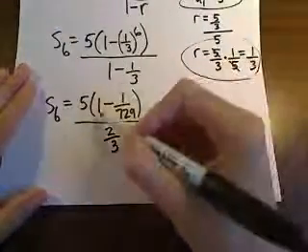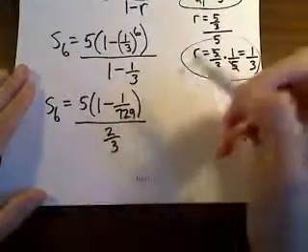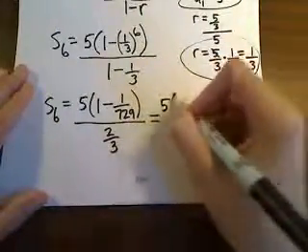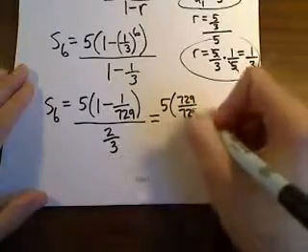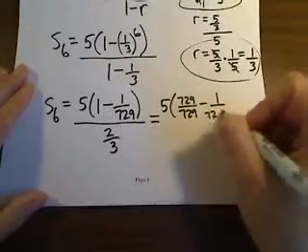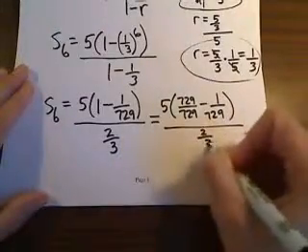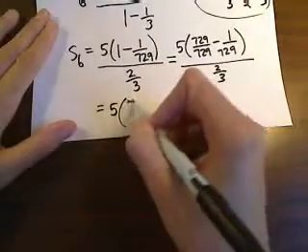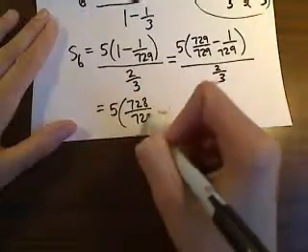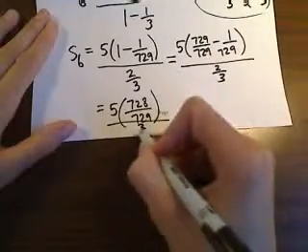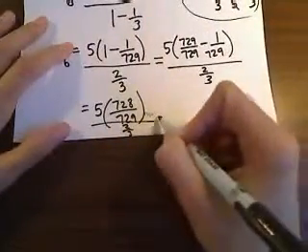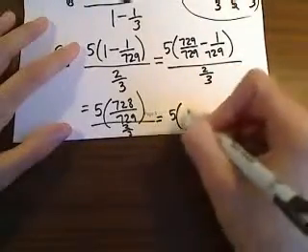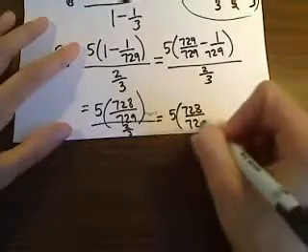Okay, if I get a common denominator up here, 1 is the same thing as 729 over 729. So then when we have a common denominator, we can subtract the numerators. So this becomes 5 times 728 over 729, and this is all over 2/3. That's a little scrunched there, but I'm going to go ahead and flip this anyways. So this is 5 times 728 over 729.